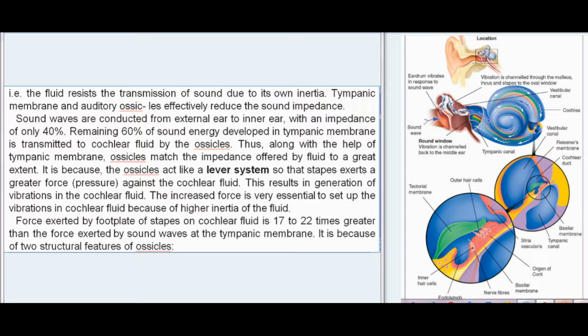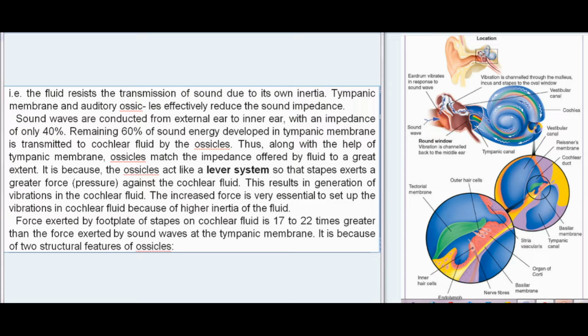Remaining 60% of sound energy developed in tympanic membrane is transmitted to cochlear fluid by the ossicles. Thus, along with the help of tympanic membrane, ossicles match the impedance offered by fluid to a great extent. It is because the ossicles act like a lever system so that stapes exerts a greater force, pressure, against the cochlear fluid. This results in generation of vibrations in the cochlear fluid.